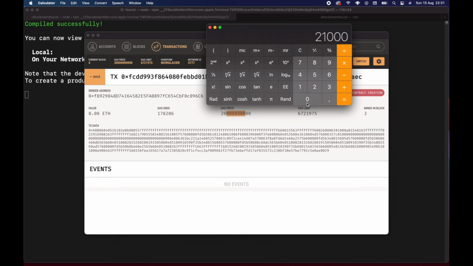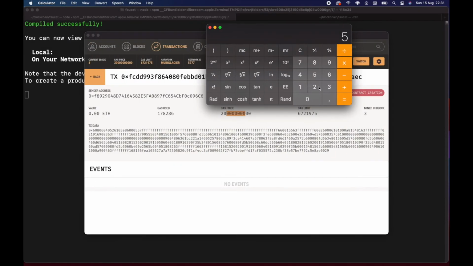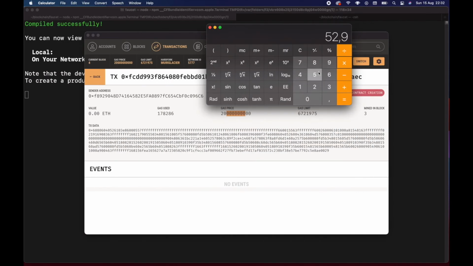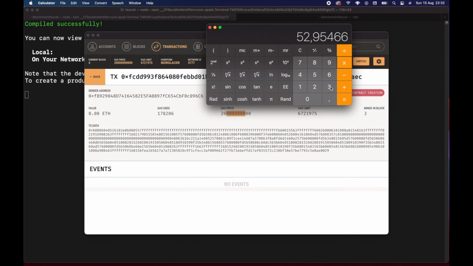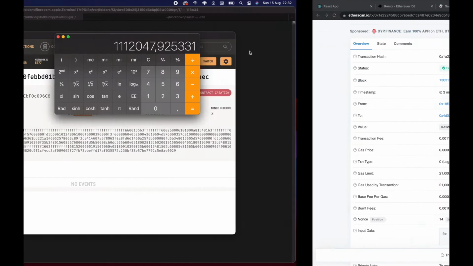21,000 multiplied by 52.954, and then we have here 663 and 111. So that's the value. Unfortunately, I cannot copy it from a calculator, so I need to write it on a paper. This will be very interesting.